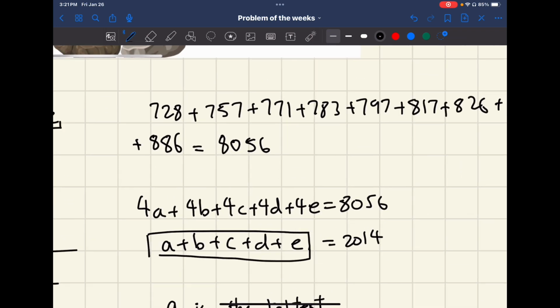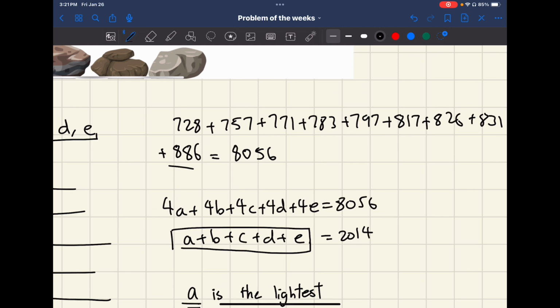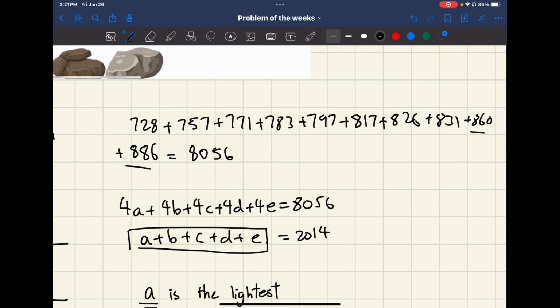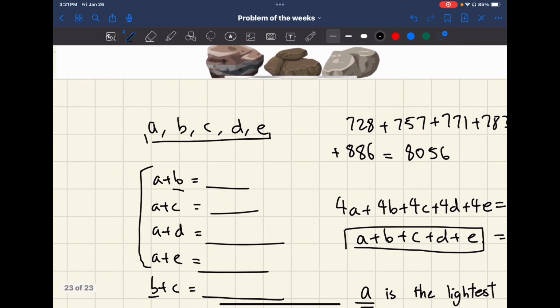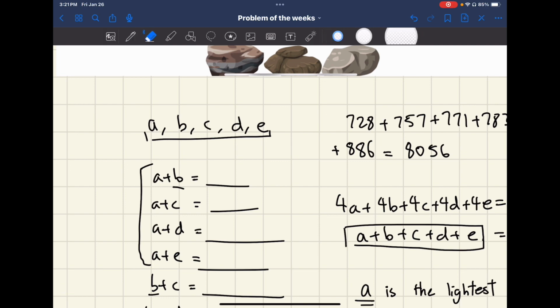Well, we have the weights in pairs, right? We have these pairs. Now, let's just pretend that the rocks' weights increase in this order. So E is the heaviest rock, D is the second heaviest, C is the third heaviest, and then B is the fourth heaviest, right?